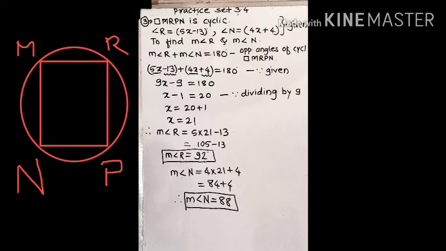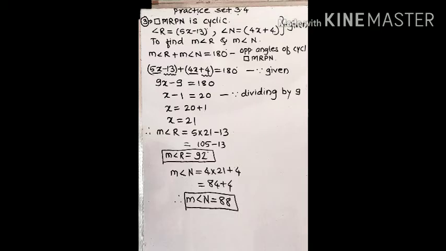We have found out both the measures of angle R and N, 92 and 88. Their addition is 180. It means our answer is correct. This is the cross tally of the given question.